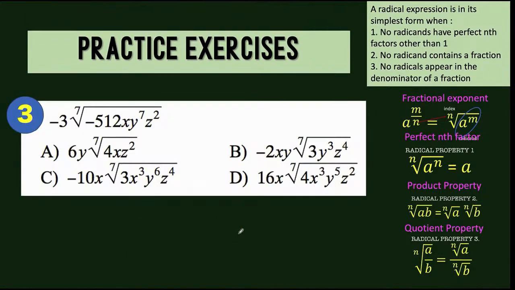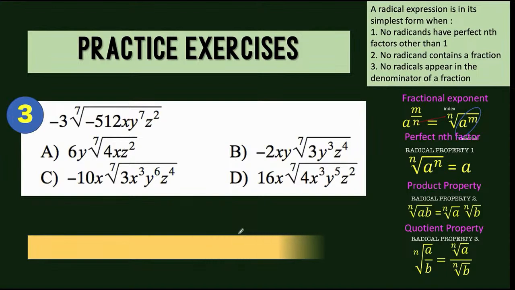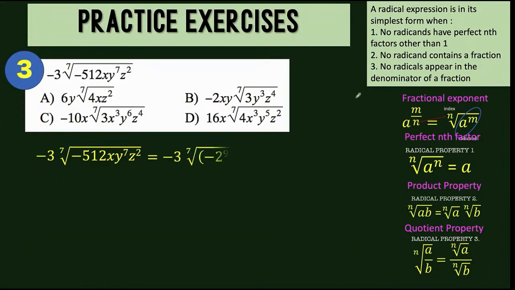Let's have another example. We have negative 3 times the 7th root of negative 512 x y to the 7th z squared. Again, you can apply these properties of radicals to meet these three conditions. Okay, let's solve this problem together. Notice that negative 512 can be written as negative 2 raised to the 9th. And we can simplify that further as negative 2 to the 7th times 2 squared. The reason why we split this 9 as 7 times 2 is obvious. That's because we have an index of 7 here. There's no problem of having negative here because the index is odd. However, if the index is even, that will result to imaginary number.